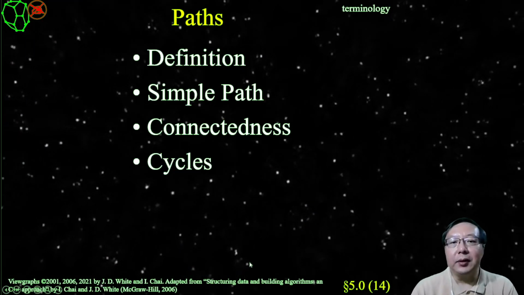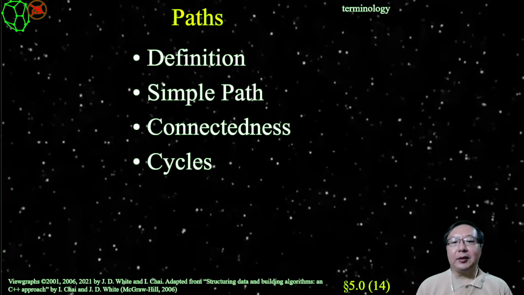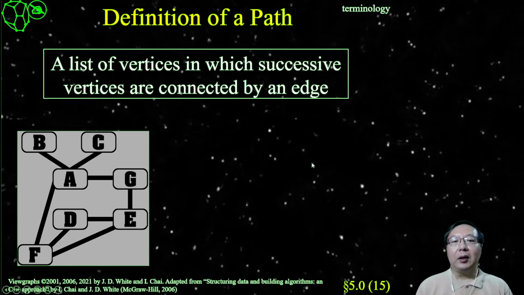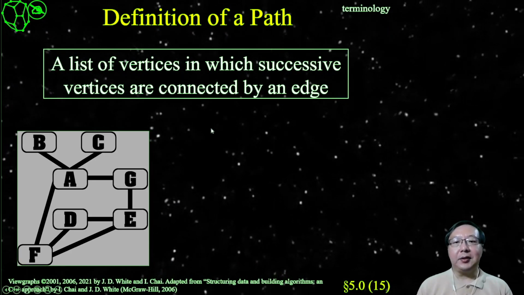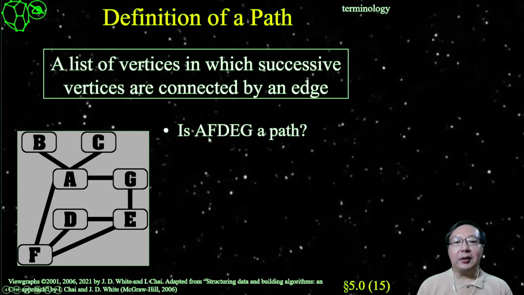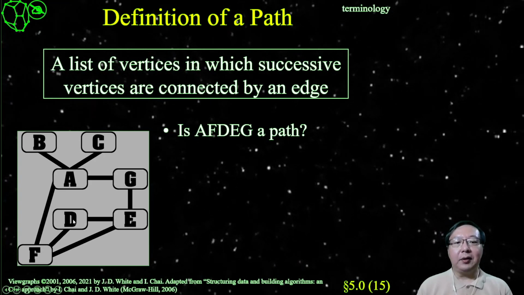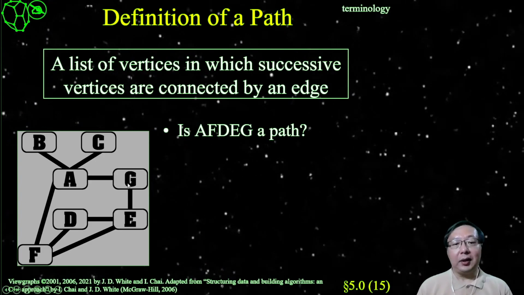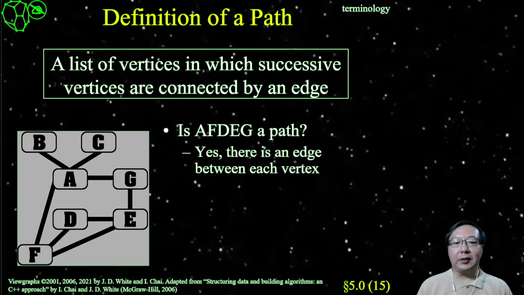Okay, so let's define some things. Simple path, connectedness, and cycles. First, what is a path? It's a list of vertices in which successive vertices are connected by an edge. So is A, F, D, E, G a path? Let's look. A, F, D, E, G. Yes, it is a path, because there's an edge between each vertex.